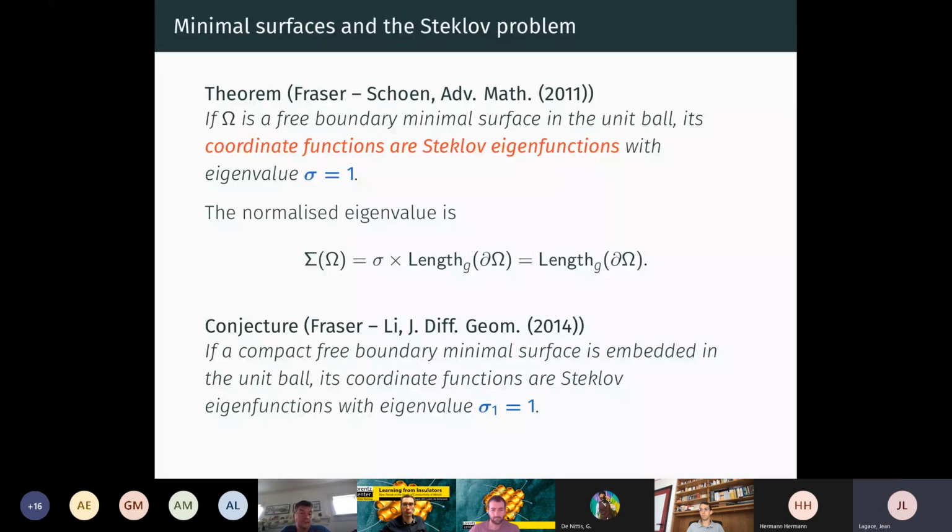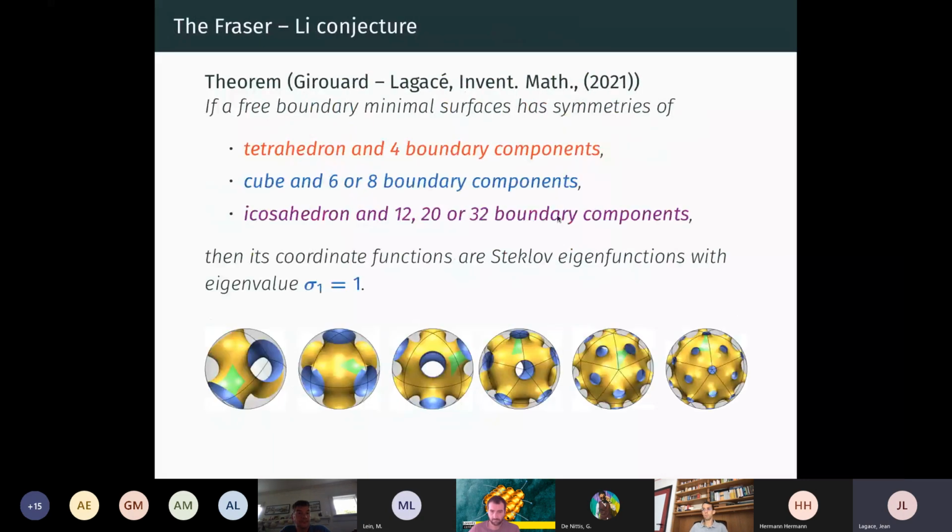And along with Alexandre Giroir, we have proved in the last year that the Fraser-Lee conjecture does hold if you have some symmetry, so the symmetries of a Platonic solid, and a prescribed number of boundary components. So in this case, indeed, the coordinate functions are Steklov eigenfunctions with eigenvalue sigma 1 equals 1. And here, you see other examples, and also the same as the ones I've shown at the beginning, of free boundary minimal surfaces satisfying those conditions.